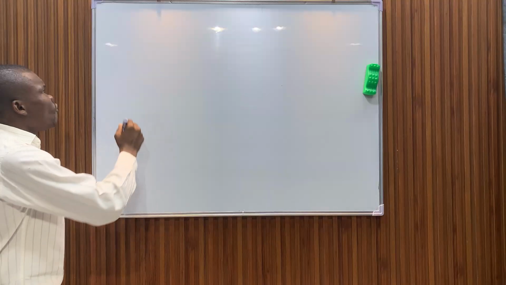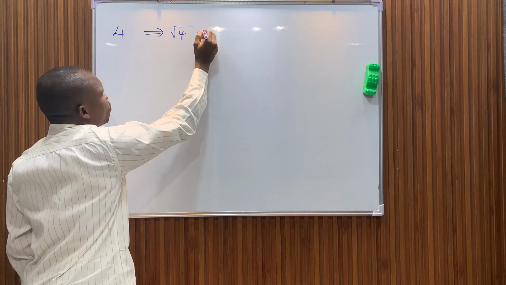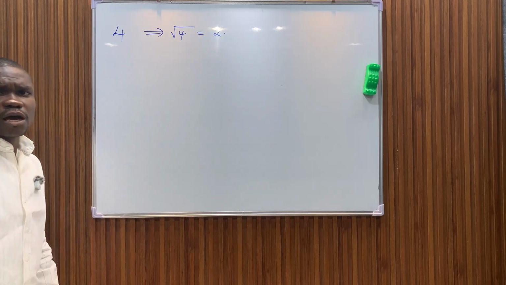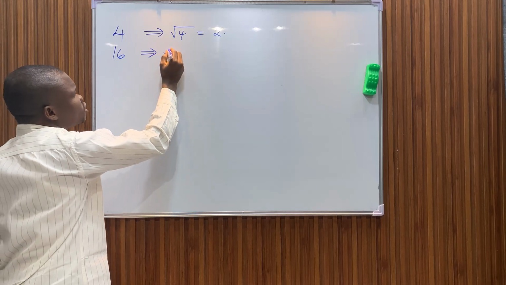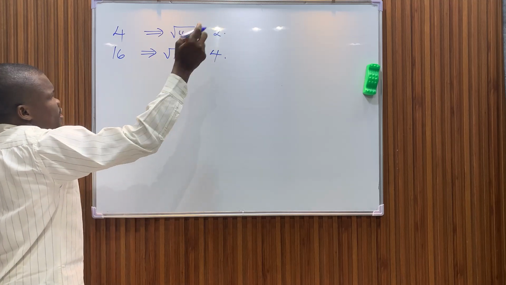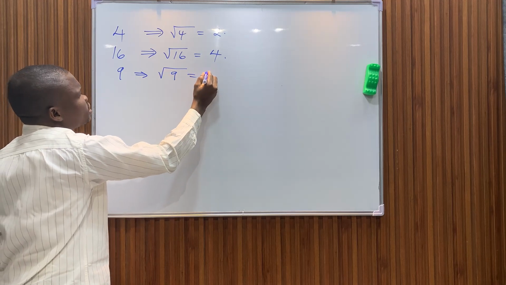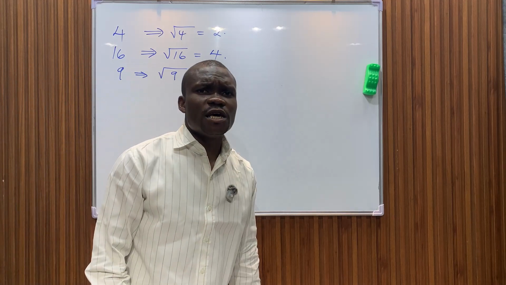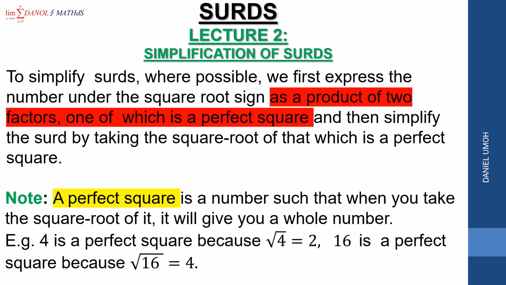For instance, 4 is a perfect square because the square root of 4 gives you a whole number, which is 2. Another example is that 16 is a perfect square because the square root of 16 gives us 4, which is a whole number. Example again, 9 is a perfect square because the square root of 9 is 3, which is a whole number. I want you to take note of this. A perfect square is a number such that when you square root it, you will always get a whole number. Okay, let's take some classical examples to illustrate what we've just explained.